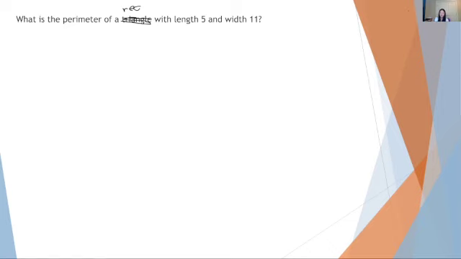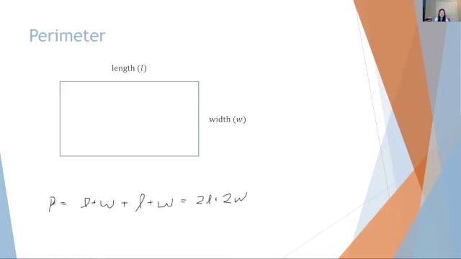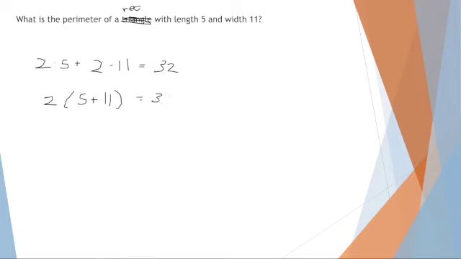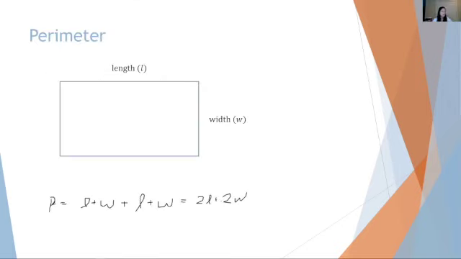Okay, William, I think you raised your hand first, so do you want to talk about it? So you can do 2 times 5 equals 10 plus 2 times 11 equals 22, which gives us 32. But also you can do 5 plus 11, which is 16, and 16 times 2 equals 32. Yeah, that's what I did. Just to rephrase that from our equation here, we can rewrite this as 2 times length plus width.